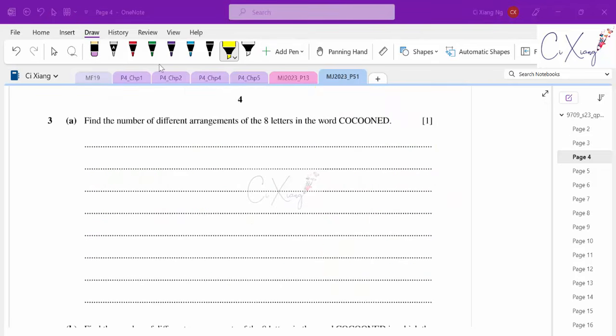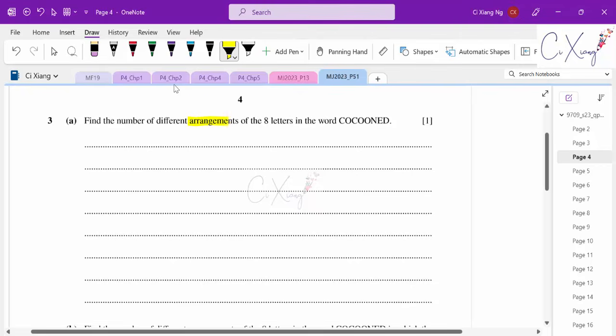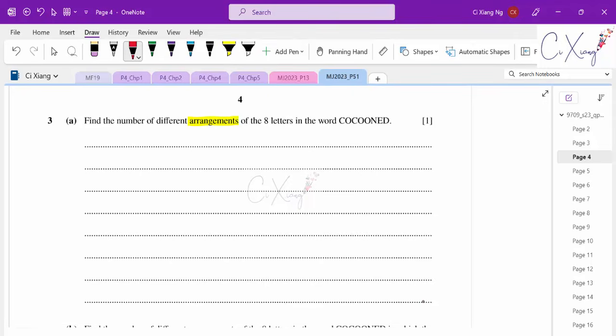Now we come to question number 3. They want us to find the number of different arrangements. So highlight the keyword arrangement. Again, the word arrangement tells you that this is a permutation question, where your solution later will involve factorials or a term like nPr.